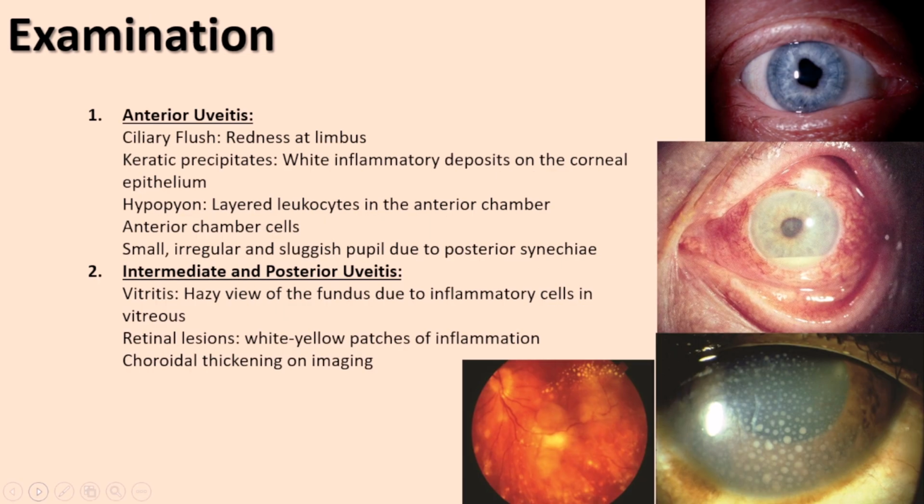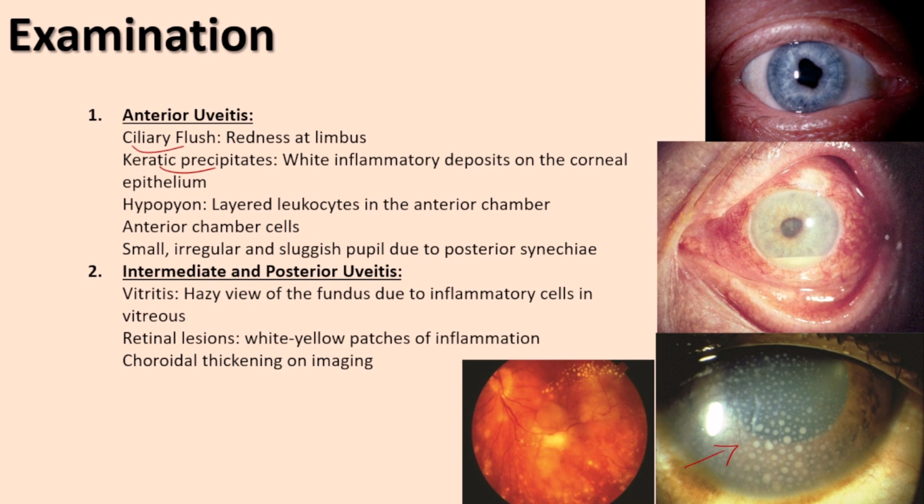Now let's talk about examination, and again we are subdividing uveitis into anterior uveitis and intermediate and posterior uveitis. When the patient has anterior uveitis, first of all you are going to see ciliary flush, and this is redness at the limbus of the eye. The patient is going to have keratic precipitates, and these are white inflammatory cells that are deposited on the corneal epithelium. Here in this picture, you can see the corneal epithelium with white inflammatory deposits on its surface.